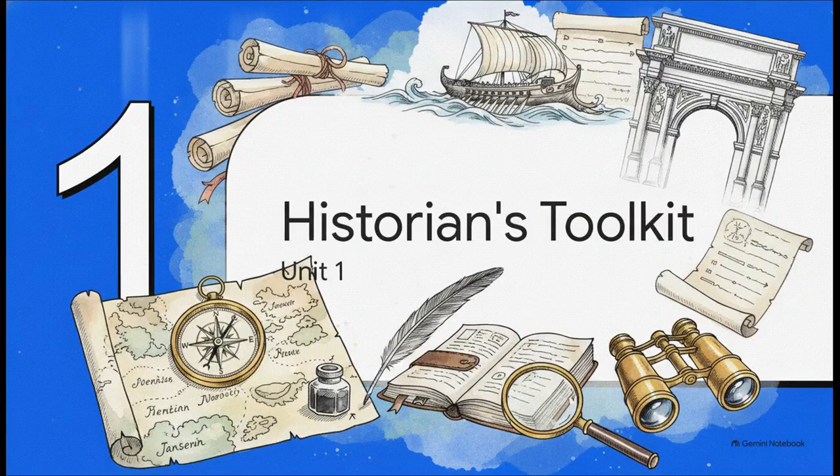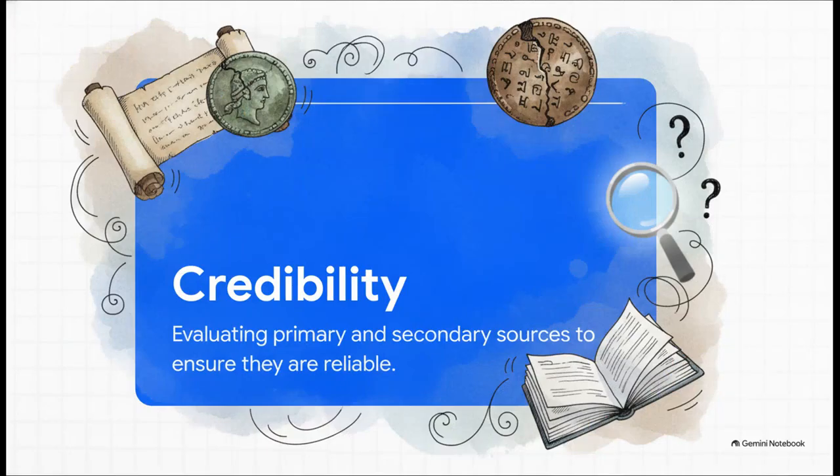All right, first stop, Unit 1, the Historian's Toolkit. Because honestly, before we do any actual time traveling, we need to spend a few weeks packing our bags with some absolutely essential skills. You see, in middle school social studies, you aren't just memorizing a bunch of names and dates anymore. You're becoming an investigator.